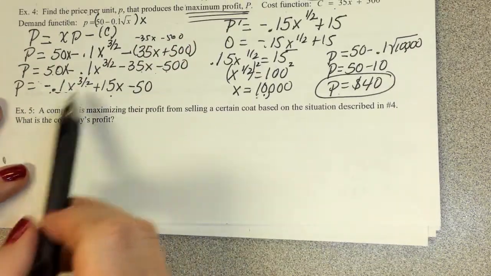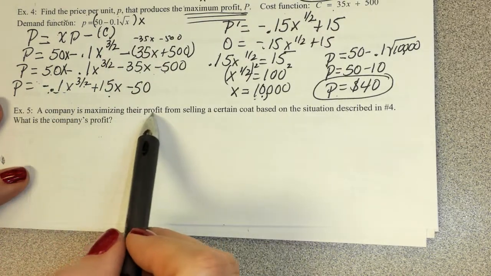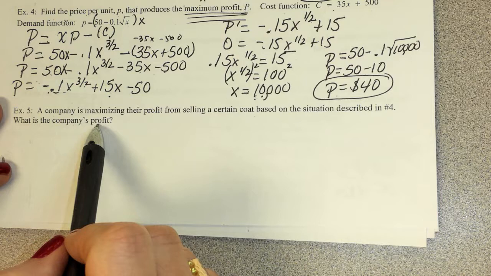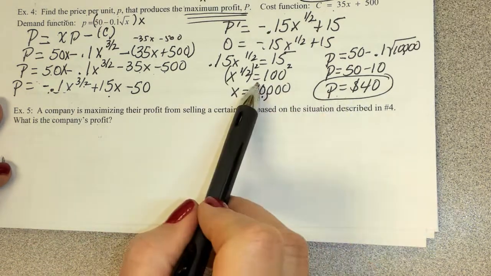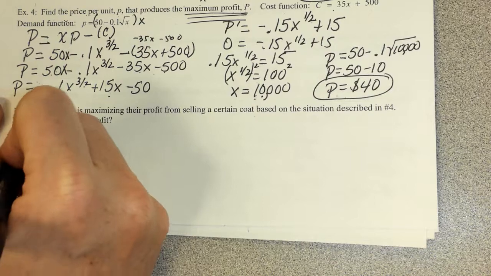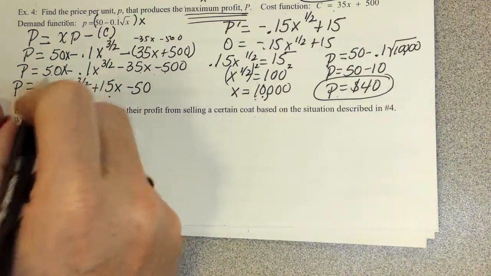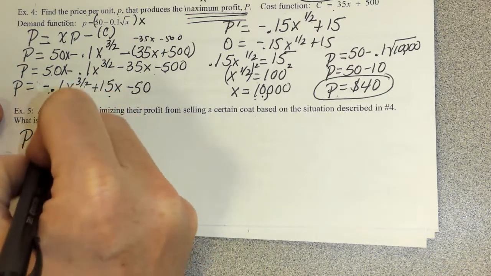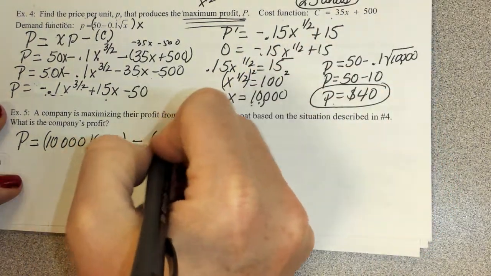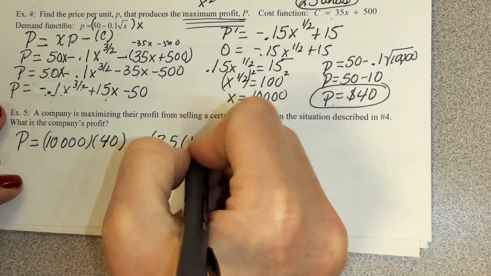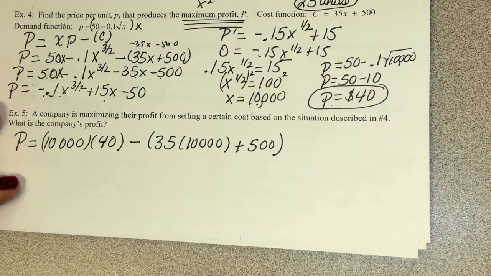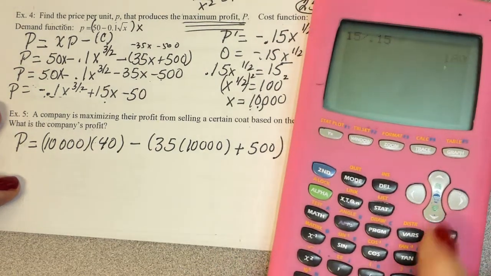Okay, so number 5 is just dealing with number 4. It says a company is maximizing their profit from selling a certain coat based on the situation described in number 4. What is the company's profit? Well, now we know the price, we know the number of items, so what's that going to do if I multiply those two? It finds our what? Revenue, right. So my revenue then is going to be 10,000 coats times the price of them, which is $40, minus our cost. So I'm going to have to do 35 times 10,000 plus 500. That's going to be our setup. Just put that whole thing in the calculator.